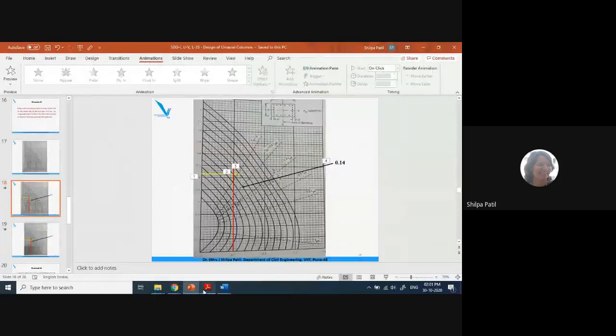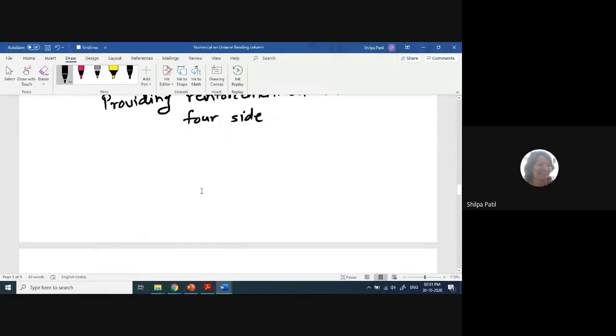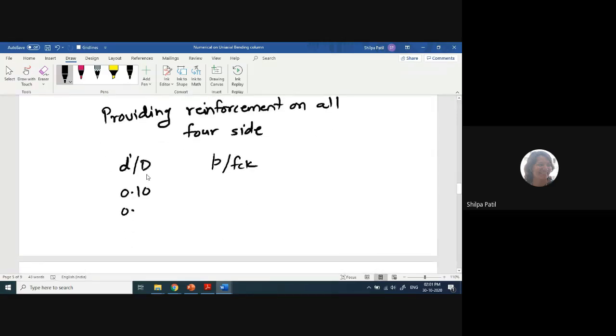So I will quickly go to the problem we are solving here, and I will simply write down the table. I have different d dash by D ratios, and I am finding the p by fck value from the interaction curve. The first value I am referring to is 0.10, my value is 0.125, and it will be interpolated with 0.15. By making use of the appropriate interaction curve, initially we calculated for 0.1 d dash by D ratio, the value of percentage steel, or p by fck, is coming as 0.14.